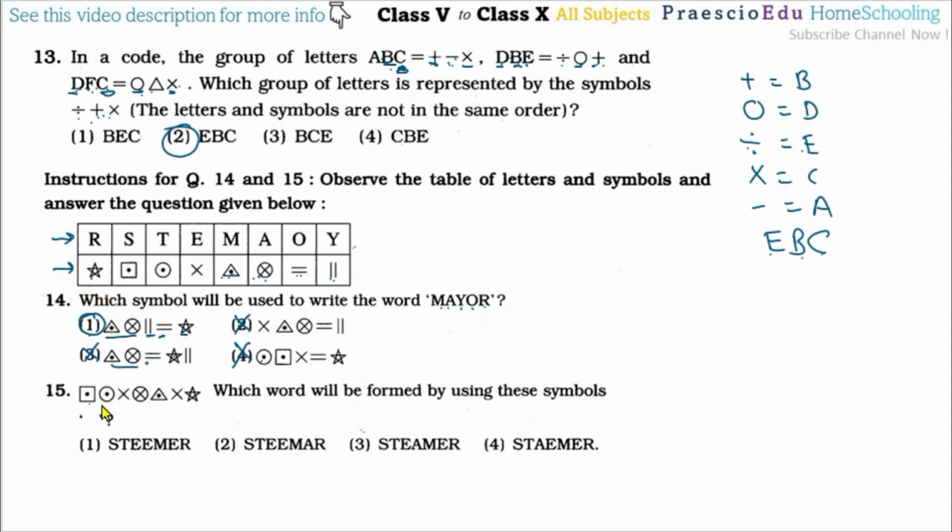Then question number 15. There are symbols given. Which word will be formed by using these symbols? For this one, this is S. S is there, so all the options show S. Then this symbol is T. Here T, here T, here T, and here also T. Then this symbol means E. Here E, here E, here E, here A. So option number 4 is incorrect.